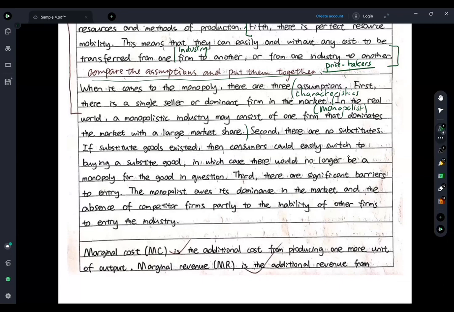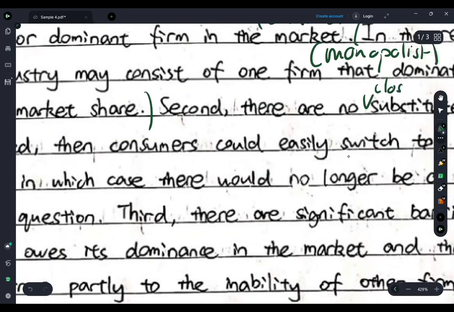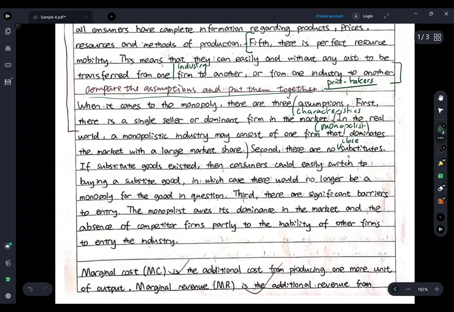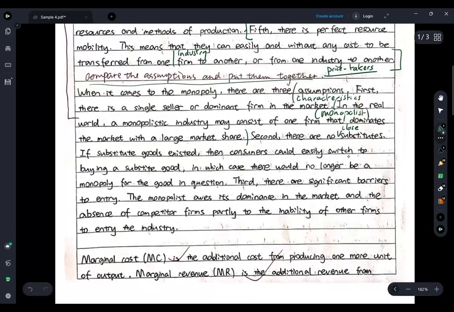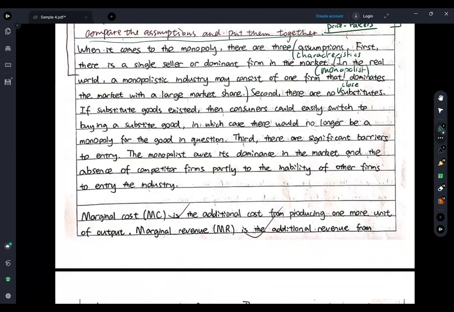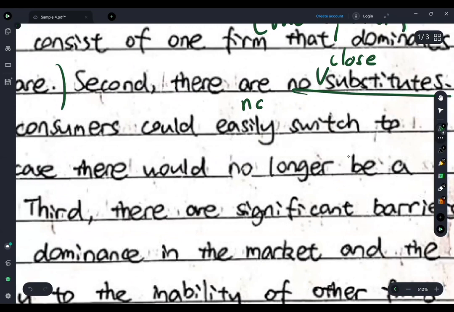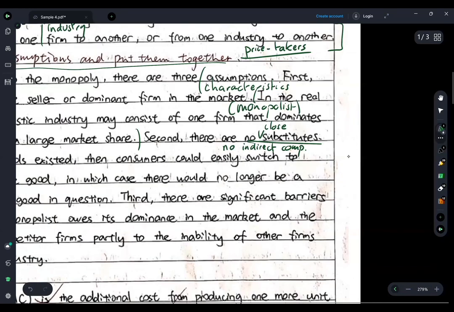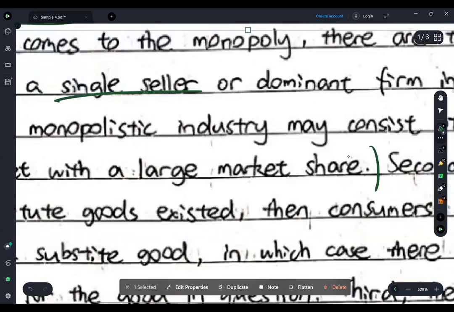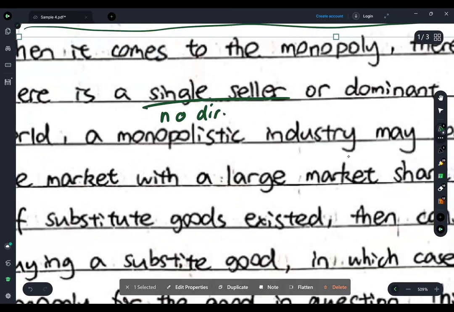Second, there are no close substitutes. Yes, no close substitutes, absolutely. If substitutes existed, then consumers could easily switch to buying another one, in which case there would no longer be a monopoly for the good in question, or at least the market power of the monopolist would be greatly diminished. So no close substitutes means that there is no indirect competition. The fact there is a single firm means that there is no direct competition because I'm the only one in the market. So yes, no close substitutes.